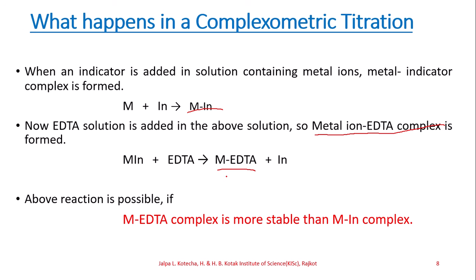This complex should be more stable than the metal indicator complex. So this reaction is possible only if the metal EDTA complex is more stable than the metal indicator complex. This is the most important condition in the case of complexometric titration. So the stability of the metal indicator complex should be less than the stability of the metal EDTA complex. Then only we get the exact end point, the change in the color.